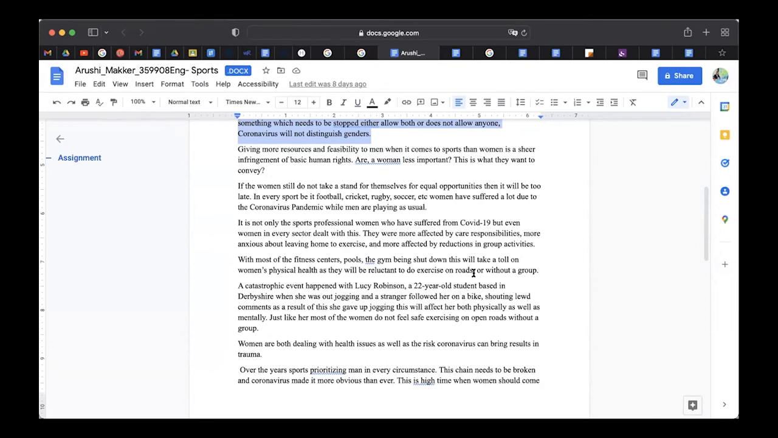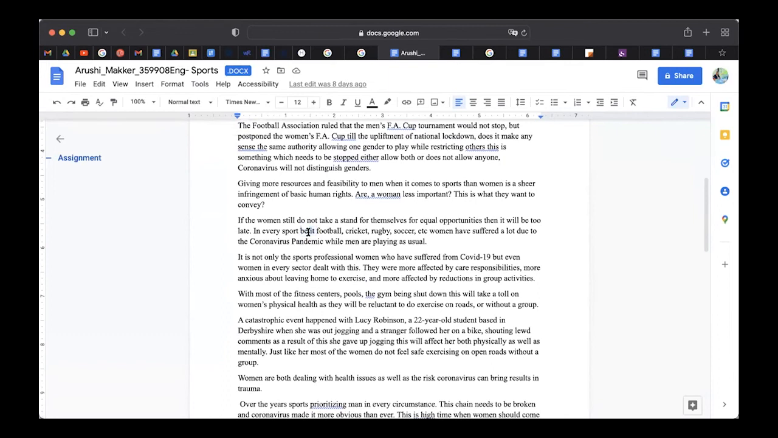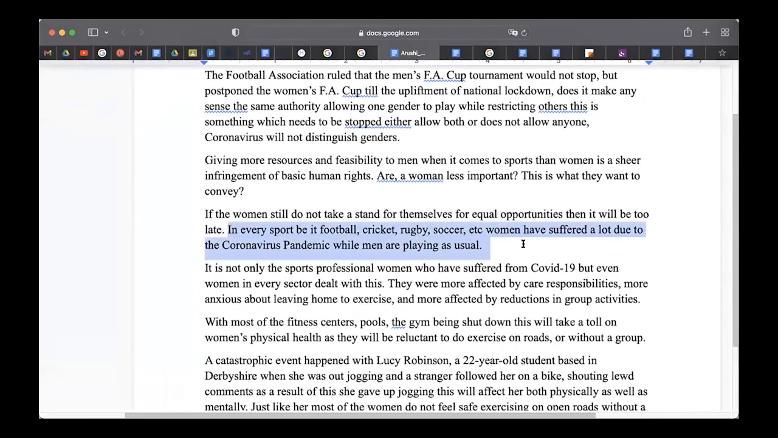Okay, quick question for everyone. If I have to give you an option here, in every sport, dash, what would you put here? IE or EG? Everyone, please give me your answer in the chat box. What's the right word here? I want all of you to fill in this blank. See this line. Over here, instead of this be it, if you have to choose between IE or EG, what will come?